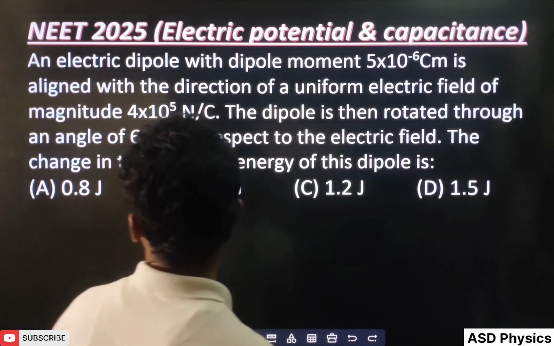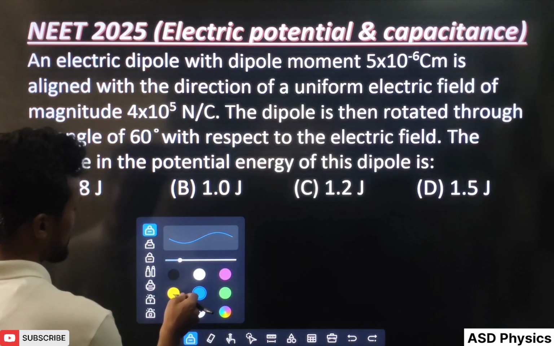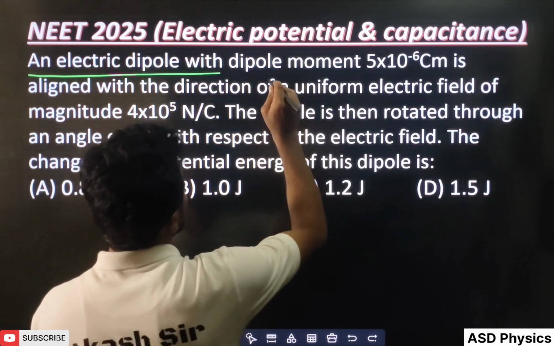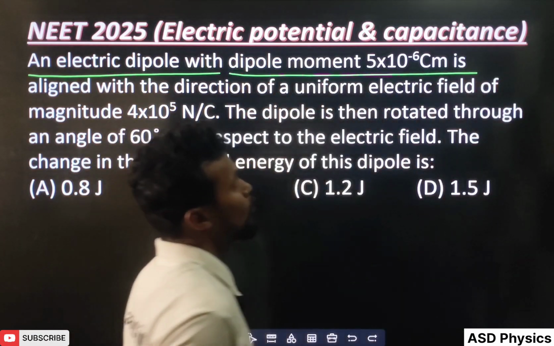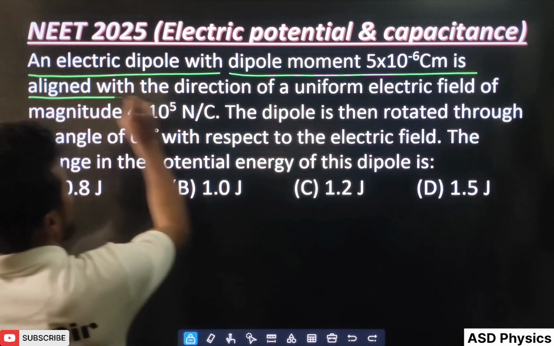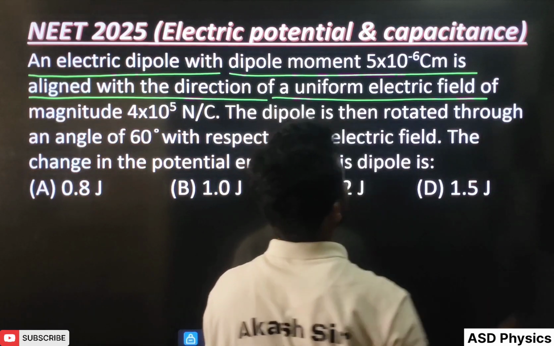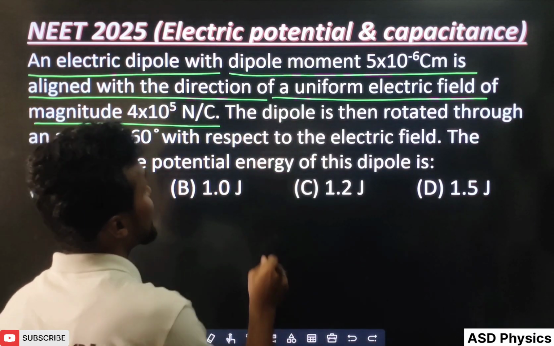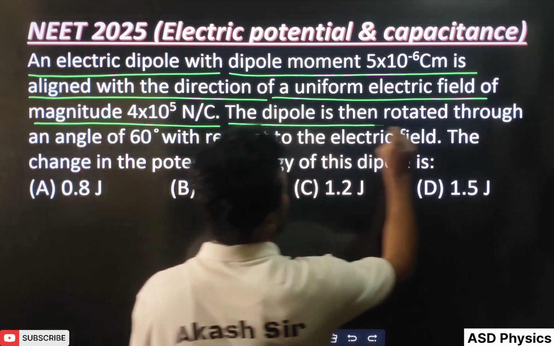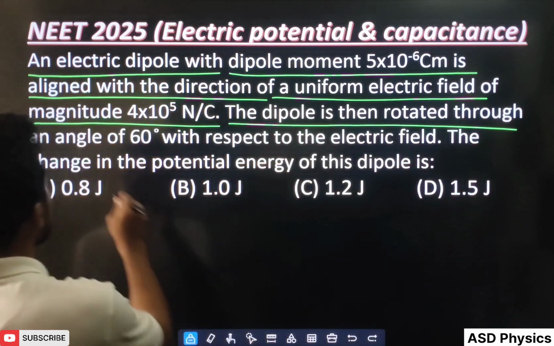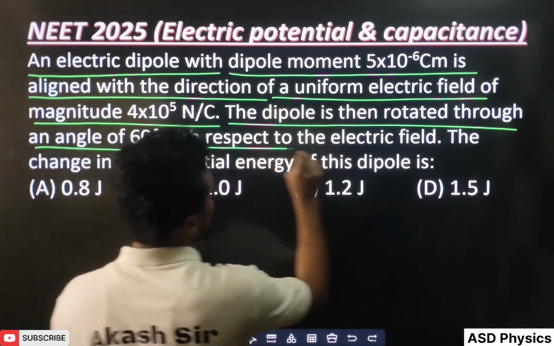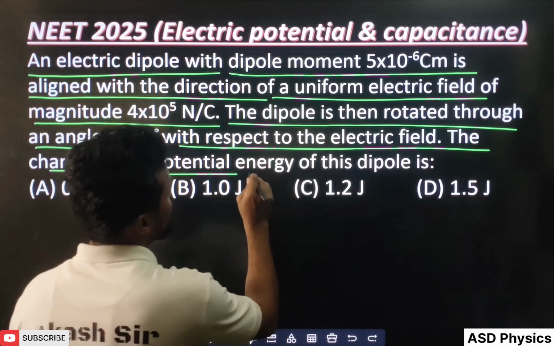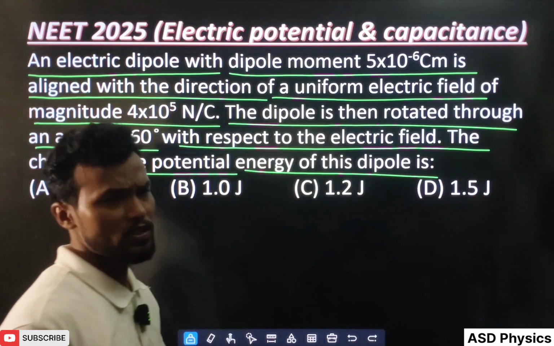Now next one after that, electric potential and capacitance question is this. See the question. An electric dipole with a dipole moment is aligned with the direction of a uniform electric field of magnitude this one. Aligned in the direction. Now the dipole is then rotated through an angle of 60 degrees with respect to the electric field. The change in the potential energy of this dipole is how much?